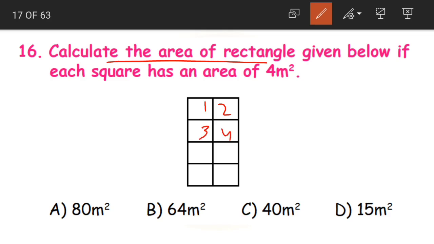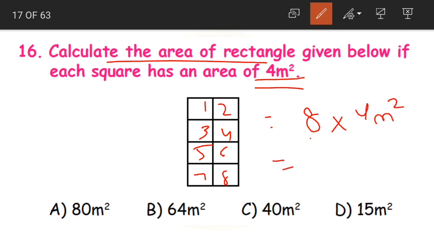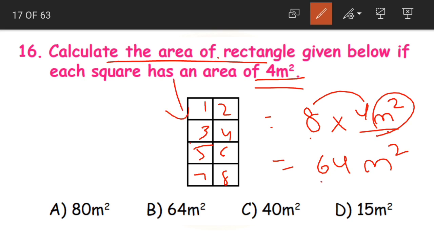1, 2, 3, 4, 5, 6, 7, 8. The total number of squares is 8 into, what is the area of each square? Area of each square is 4 meters square. So, 8 multiplied by 4 meters square. 8 4s are 32, and then the unit of measure, meter square. So the area of the rectangle given below is equal to 32 meters square, that is option B.